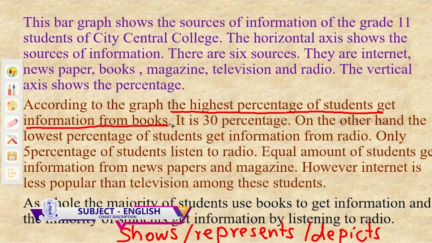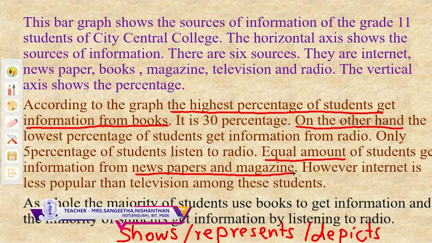So here we are comparing and contrasting. The highest and the lowest are compared here. The lowest percentage of students get information from radio. Only 5% of students listen to radio. So the highest and lowest are mentioned here. Then we should talk about the equal amount. An equal amount of students get information from newspapers and magazines. However, the internet is less popular than television among these students. Less popular is used here, less than. Right? This is the key data. This is enough.